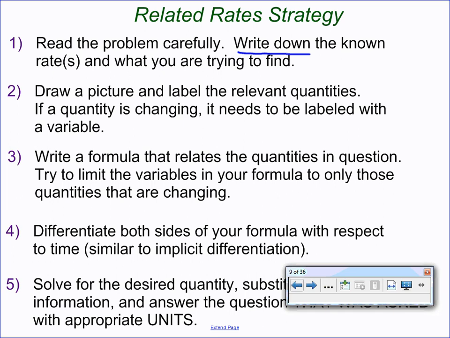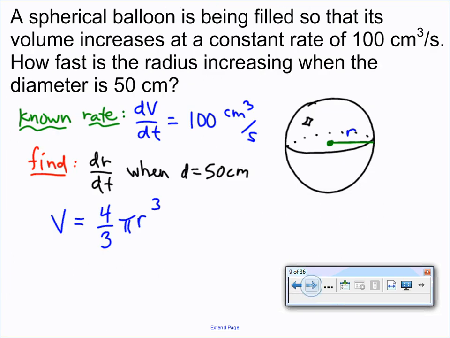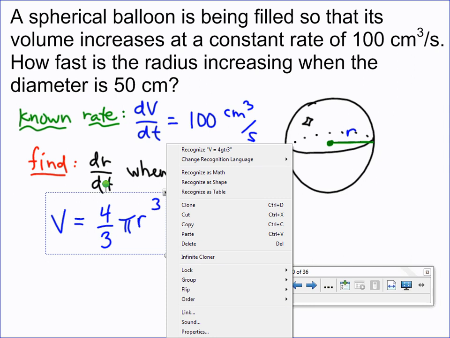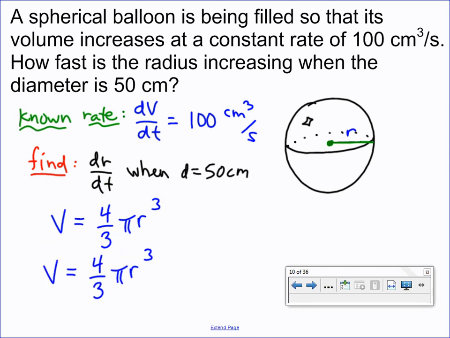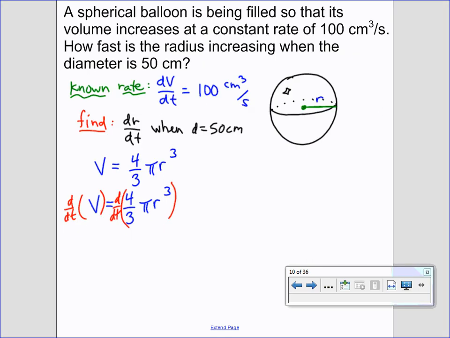We're going to go ahead and differentiate both sides of my formula with respect to time. This is our implicit differentiation, where every time I differentiate a variable quantity, it's going to spit out a times the derivative of the base: dx dt, dy dt, dv dt. So we'll differentiate both sides with respect to time. When I do that, I get the derivative of volume with respect to time. What's that? There's my dv dt that we wanted. There's dv dt equals the derivative with respect to time of 4/3 pi r cubed.